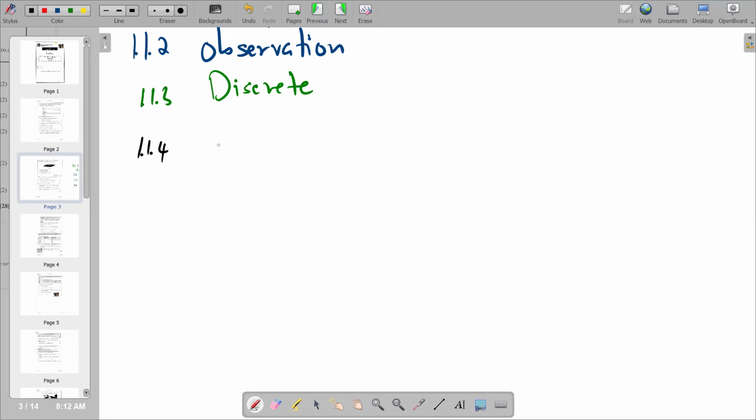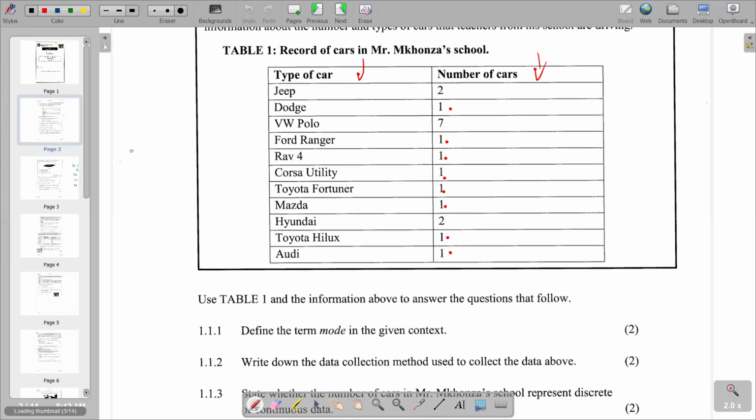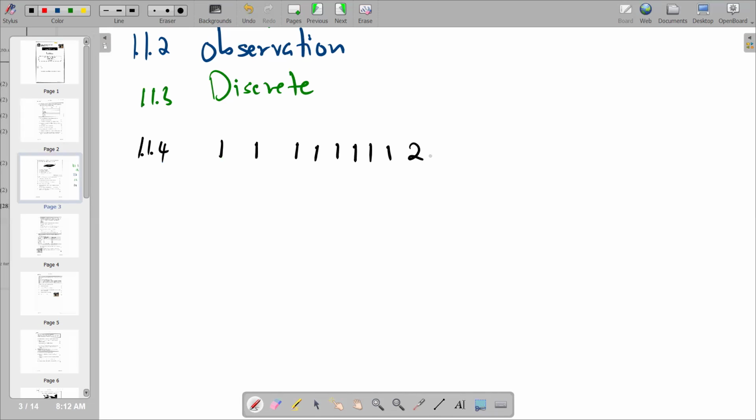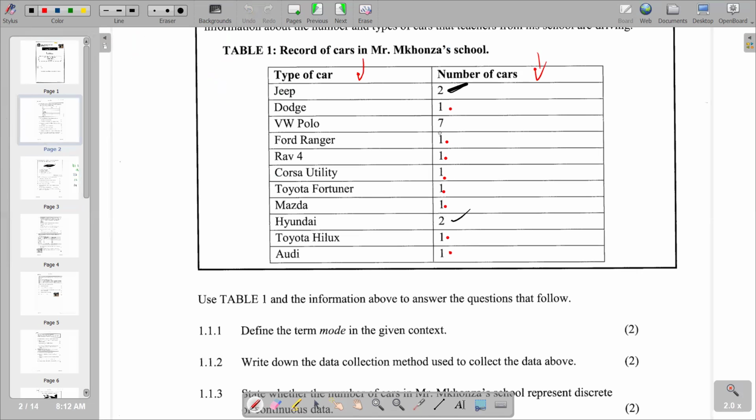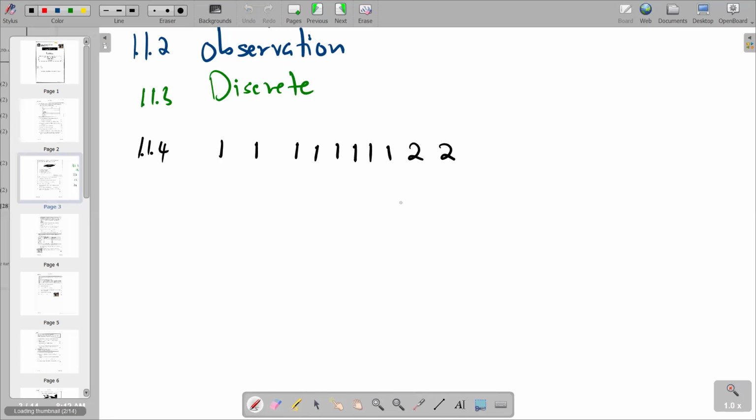So we have 8 ones. So we are saying we have 1, 2, 3, 4, 5, 6, 7, 8. Then after ones, we have 2, which is appearing twice. So we can include 2 twice. And then from 2, the highest figure that we have is 7, which is only appearing once. So we also include it once.